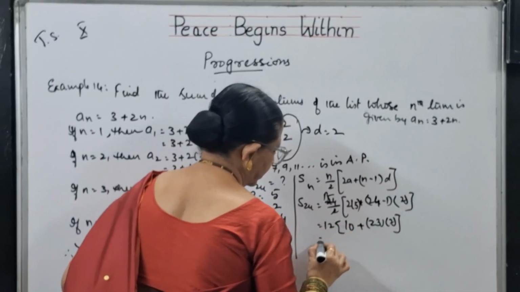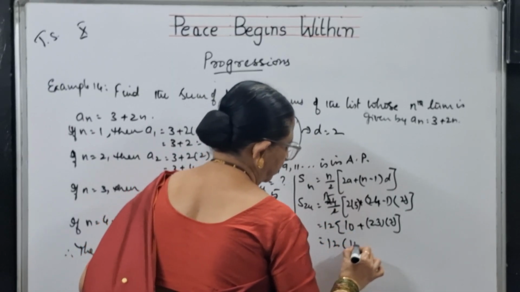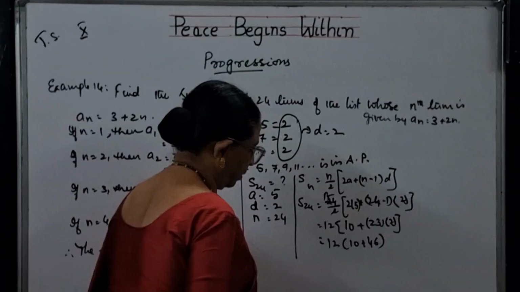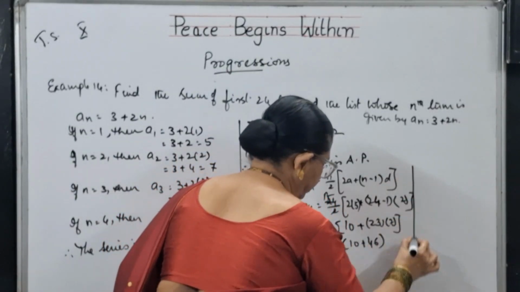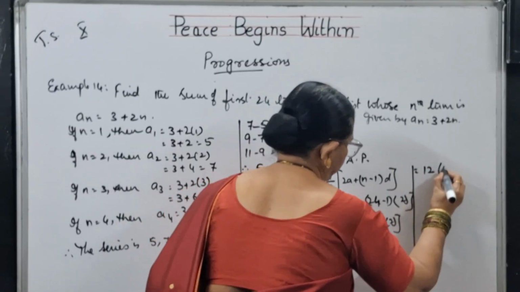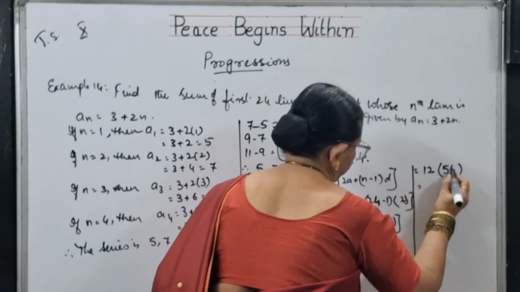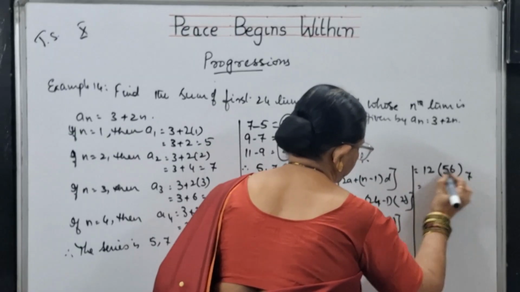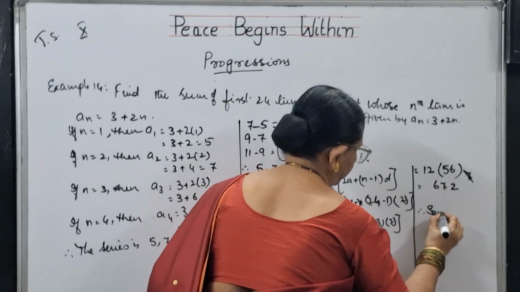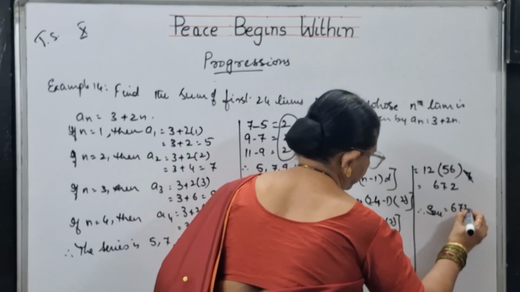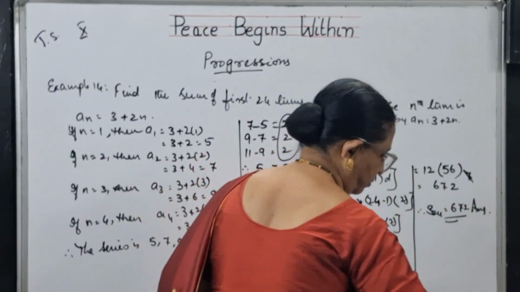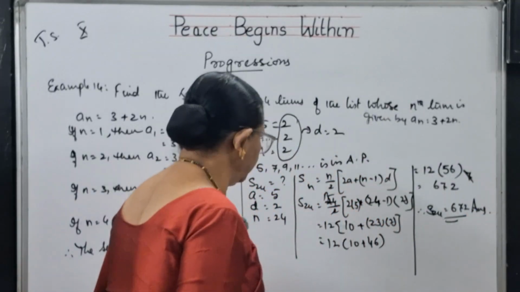So 12 into 10 plus 2 threes are 6, 2 twos are 4. That is 46, so this is equal to 12 into 56. 12 sixes are 72, 12 fives are 60, 672. Therefore, S24 is equal to 672 is the answer for this problem, children. Please note it down.